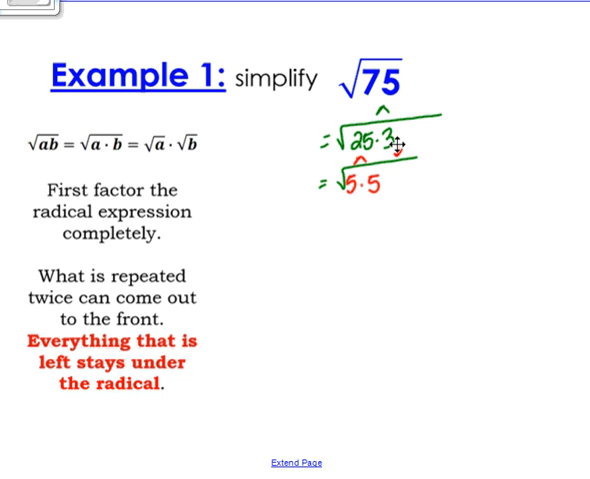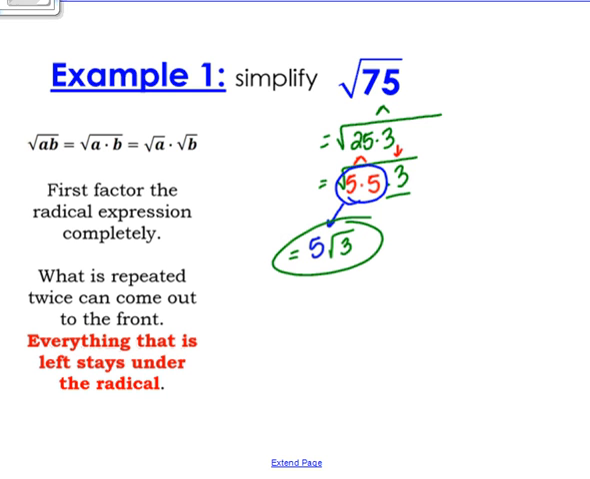3 can only break down into 3 and 1. So I don't really care about the 1s. I'm just going to bring 3 down. Okay. Notice this. 5 is a couple, which means it has to leave the singles club. It's not single, so it has to leave as one couple. 3, though, is still single. So my answer has to have a 3 still inside the radical symbol. My answer to square root of 75 is 5 square root of 3.